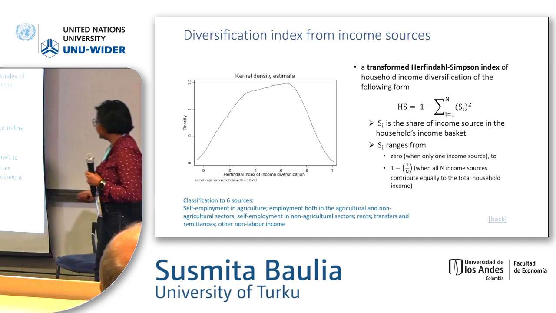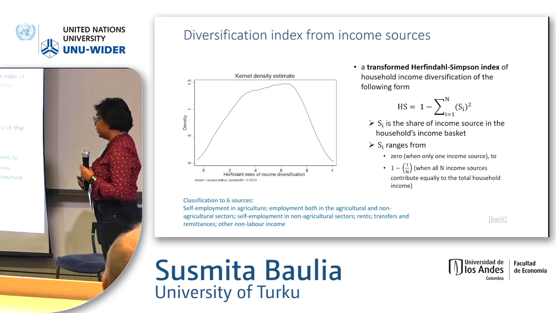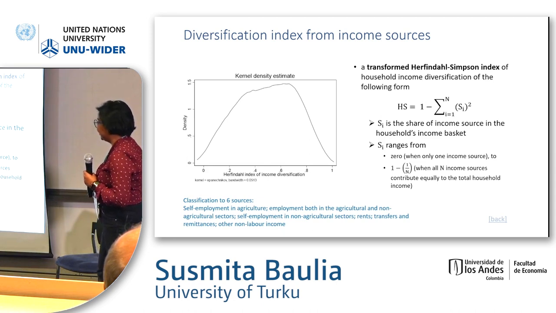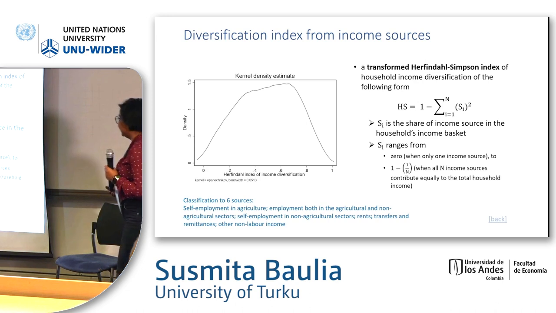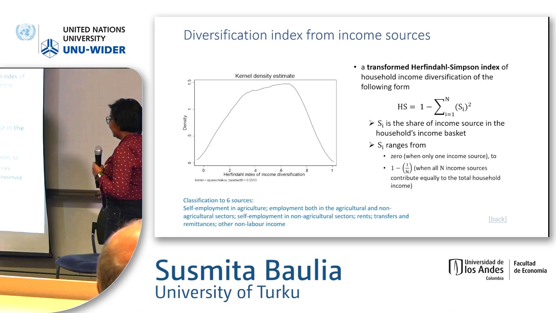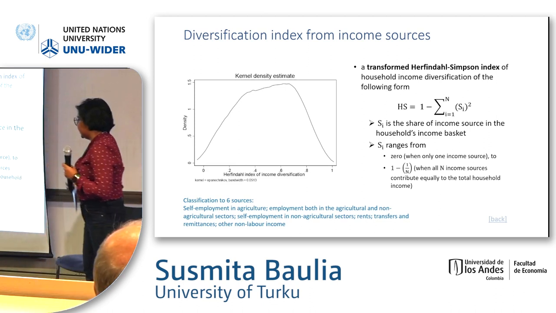And this is the diversification index that we build. So we have these six income sources, and we build a transformed Herfindahl-Simpson index of household income diversification. It looks like this creature here, and here SI is basically the share of income source in the household's income basket, and it is zero when there is only one income source, and then it is 1 - 1/n when all the n income sources contribute equally to the total household income. So it considers all the shares and also the evenness of the shares.